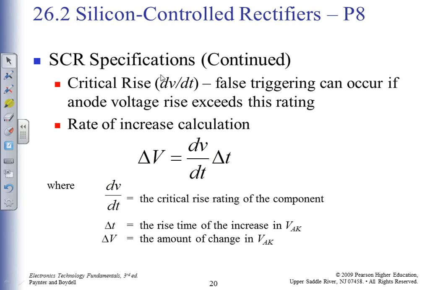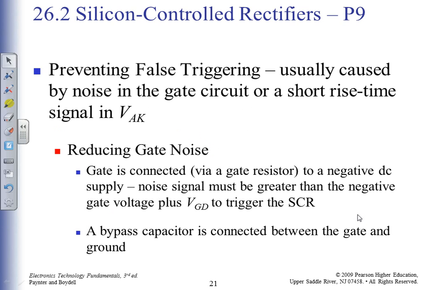So if my change in voltage over change in time is too big, I could have a false triggering. We prevent the false triggering by not allowing those large changes in my signal.